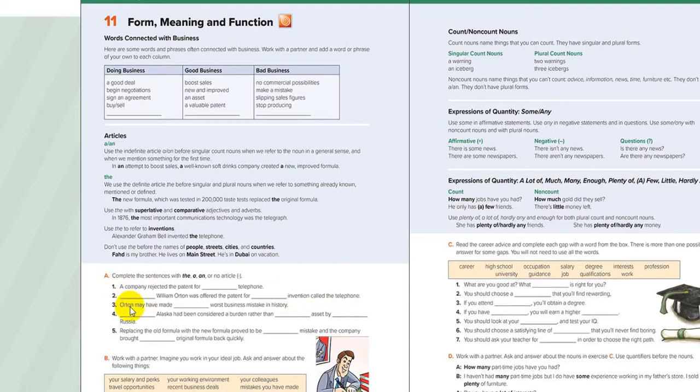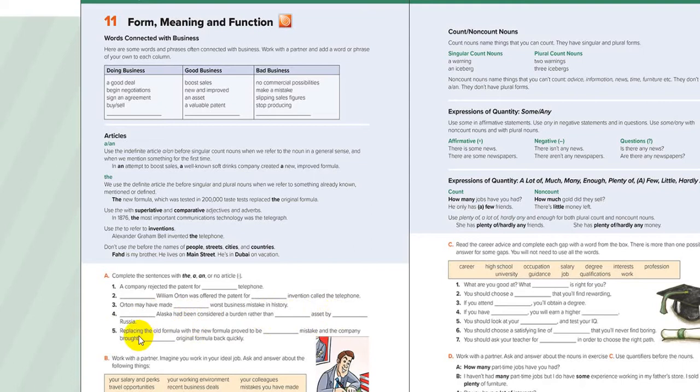Yes. Orton may have made, yes, superlative, excellent, the worst business mistakes. Alaska had been considered a port rather than a city. Alaska, we all know that Alaska is a state in America, so I can't say "the Alaska." We don't add anything, just Alaska only. Alaska had been considered a bunch of, then an asset, yes, excellent. By what? It's Russia. Russia is a country, so I can't use anything like that.